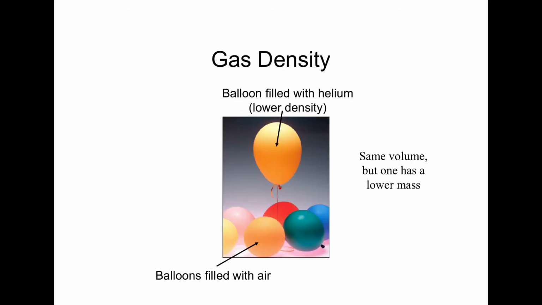Okay, so when we're talking about density, I just remind you that gases or anything that is less dense is going to float, and things that are more dense are going to sink. The way we calculate density is we take the mass and we divide by the volume. And if they have the same volume, the one that has the lower mass is going to have the lower density. So this guy up here has a lower density. It's the one that's floating.